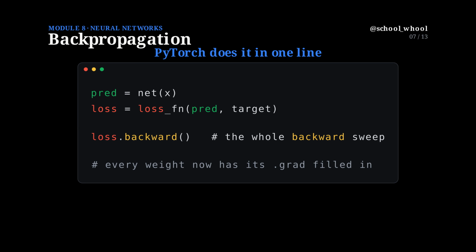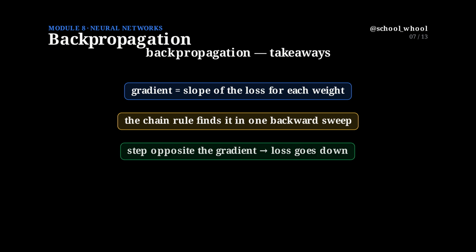So, backpropagation in 3 ideas. The gradient is the slope of the loss with respect to a weight. It points uphill, so we step the opposite way. The chain rule finds that slope for every weight in one backward sweep, and each small step downhill makes the loss a little smaller. Next, we'll meet the optimizer, the part that actually takes those steps, and takes them cleverly.